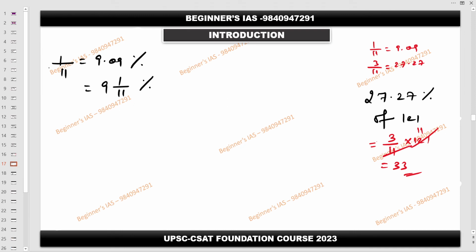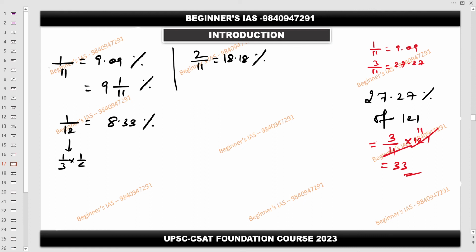So you need to remember the first thing always. 2 by 11 is obviously going to be 18.18 percentage. So the next thing is 1 by 12. 1 by 12 is nothing but 8.33 percentage. You can write this 1 by 12 as 1 by 3 into 1 by 4, or else just remember this directly without wasting time: 1 by 12 is nothing but 8.33.